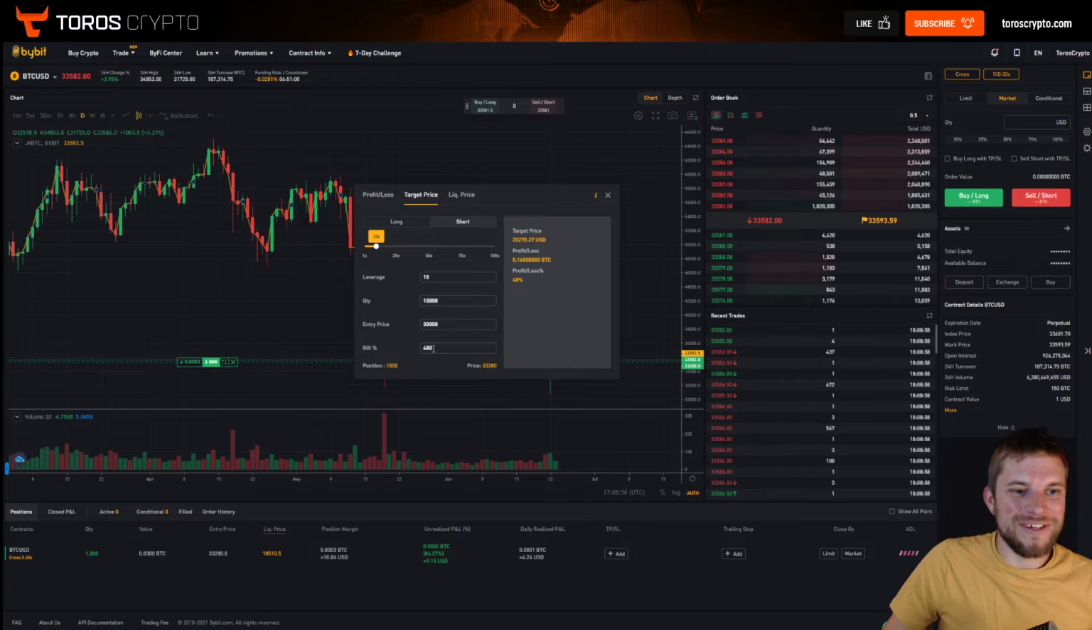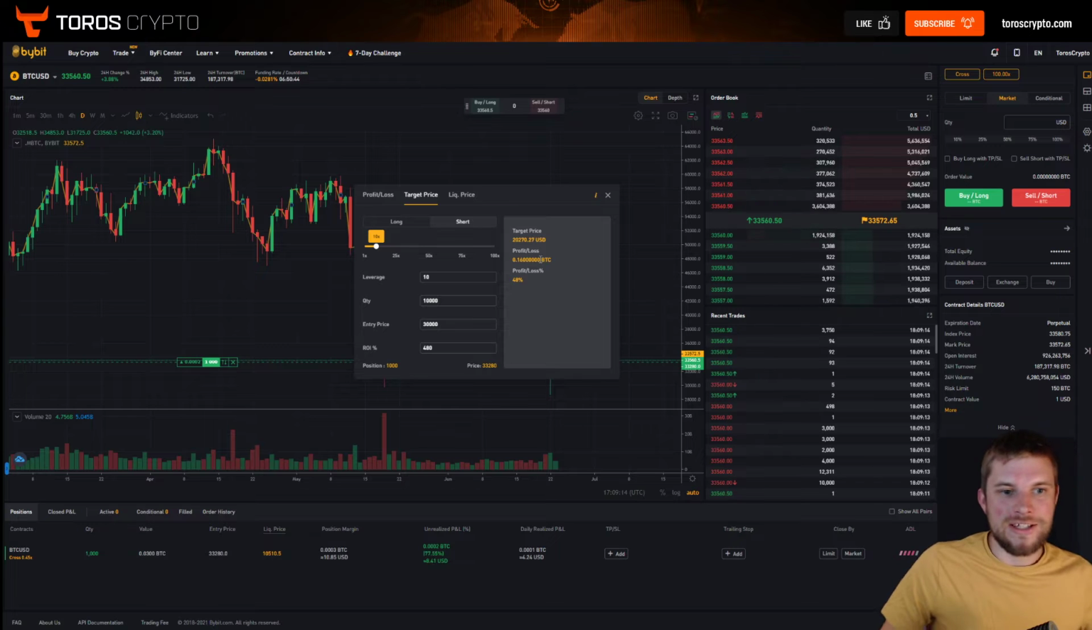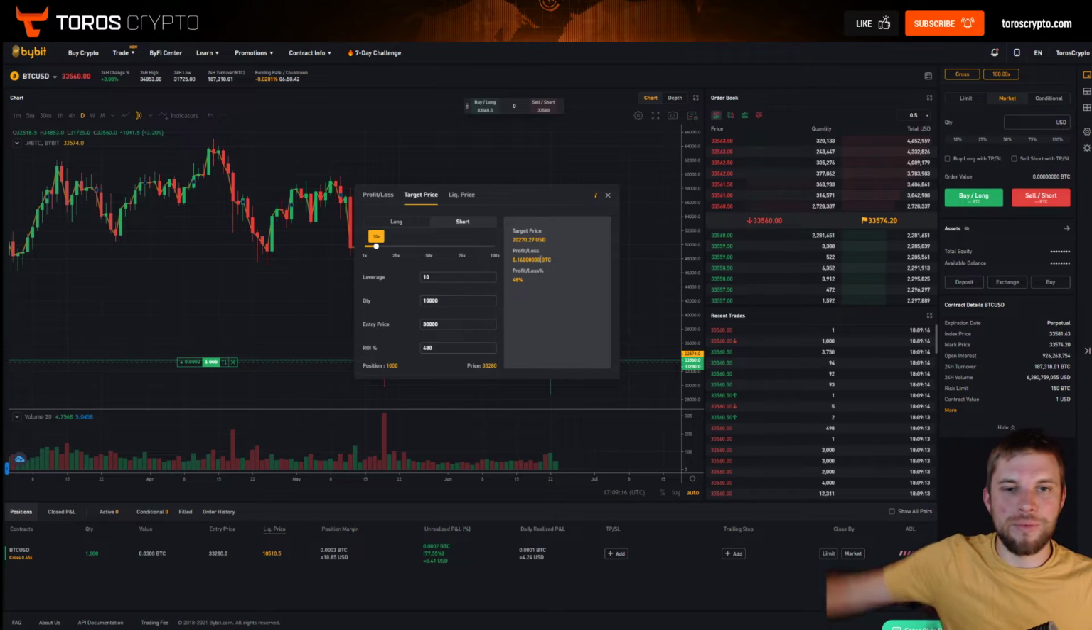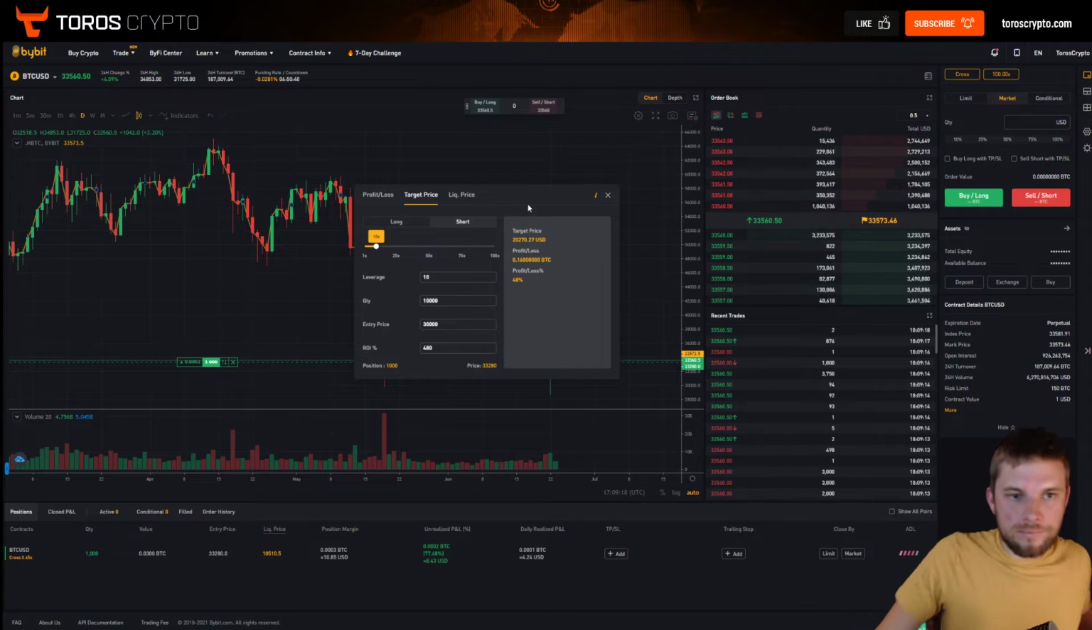Okay, so in order to make a 480% return on investment on this short position from $30,000, price would need to go to $20,270.27. Okay, so again, a really useful tool that you can use to say, I want to make this much for the trade. Where has price got to go?